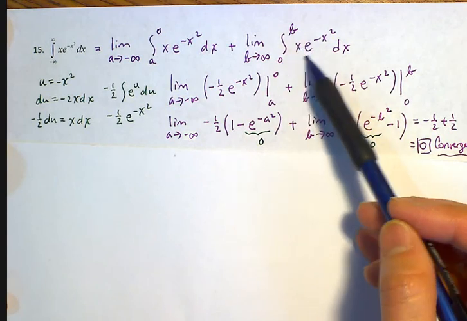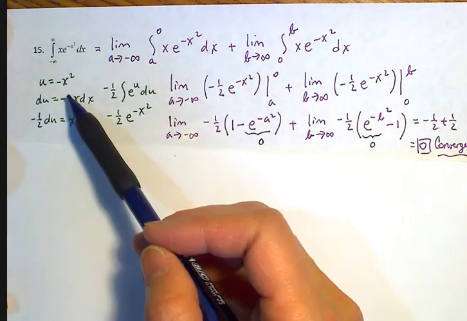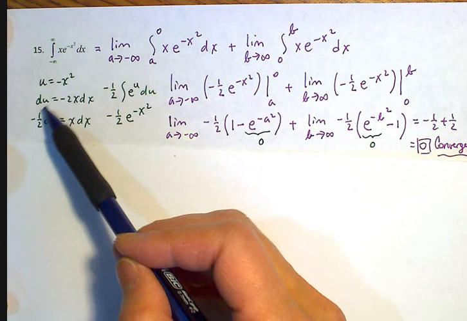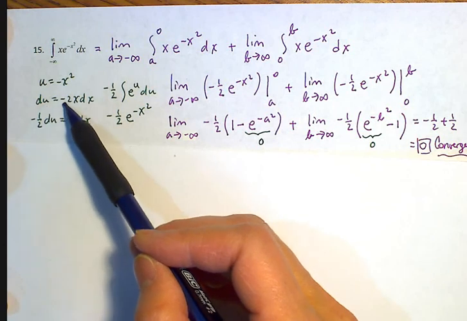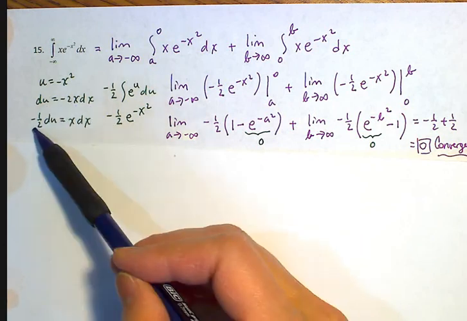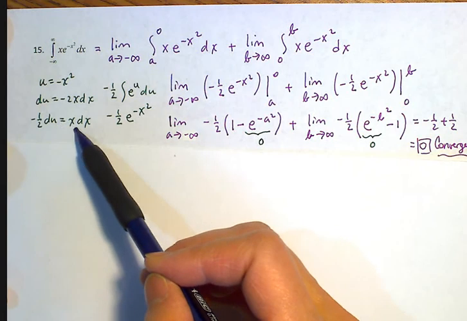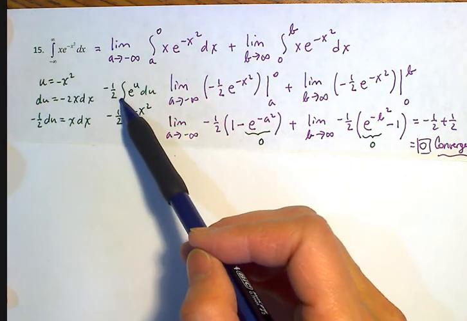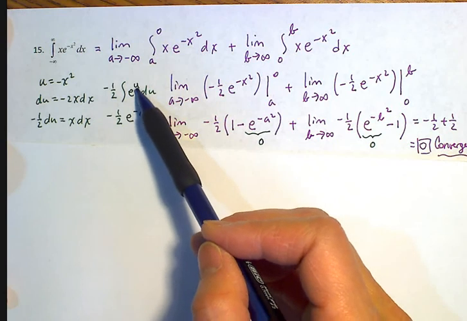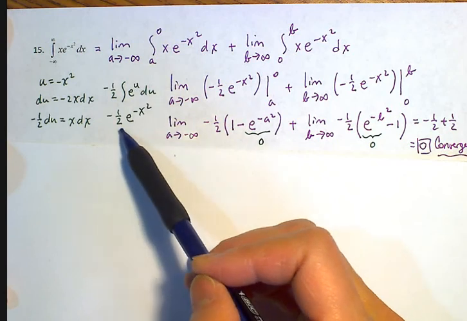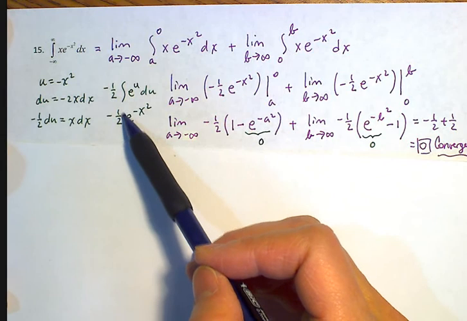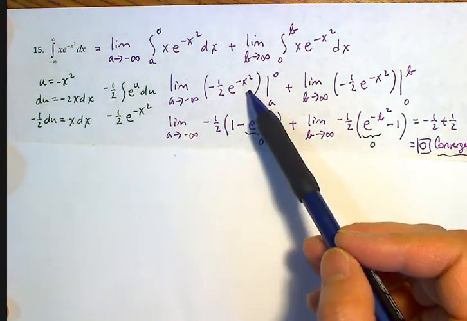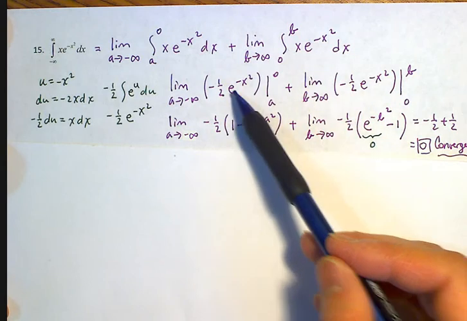Of this function. All right, then I'm going to do a u-sub. So let u equal negative x squared. du is equal to negative 2x dx. So negative 1/2 du is equal to x dx. If I calculate that integral, I have negative 1/2 and then the integral of e to the u du. Integrating that, I have negative 1/2 e to the negative x squared. Okay, so I'm going to put that in for each of these two integrals and then evaluate them.